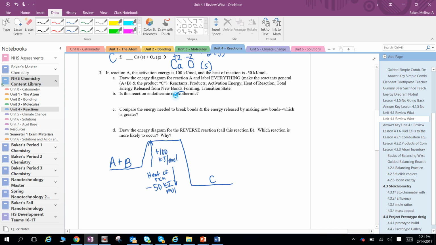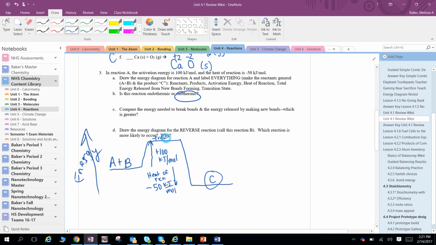This reaction would definitely be exothermic. Again, because the product, C, is lower in energy. Remember, this is energy going up, up, and up over here. And so, since the reactants are higher than the product, that means that overall the reaction is releasing energy.